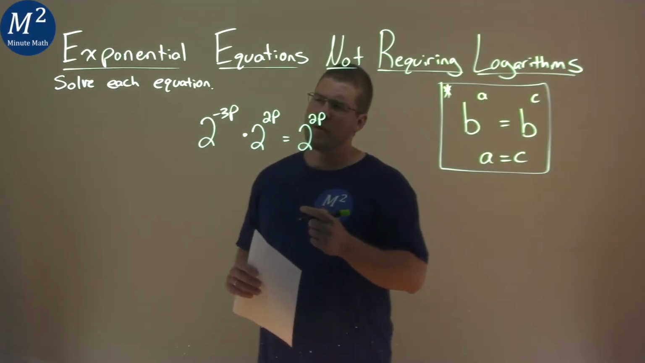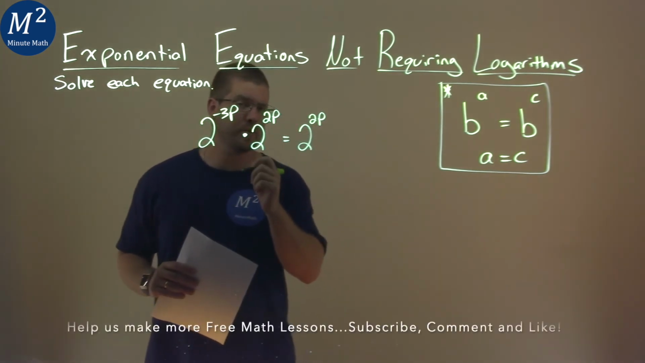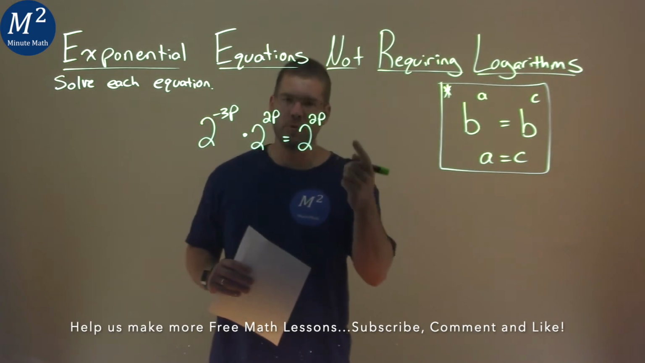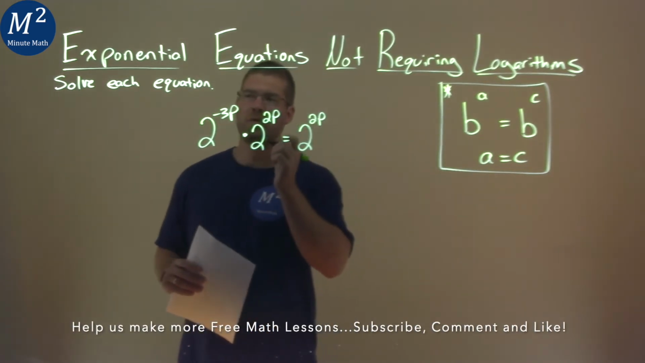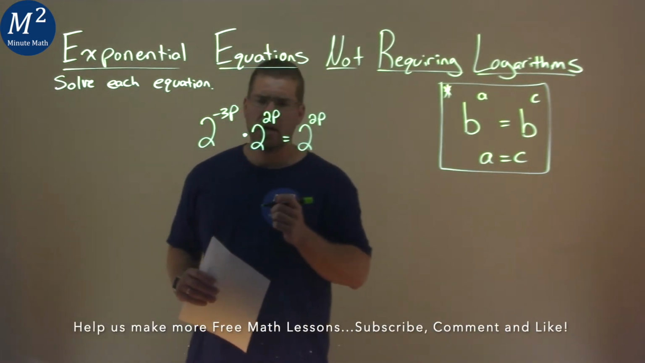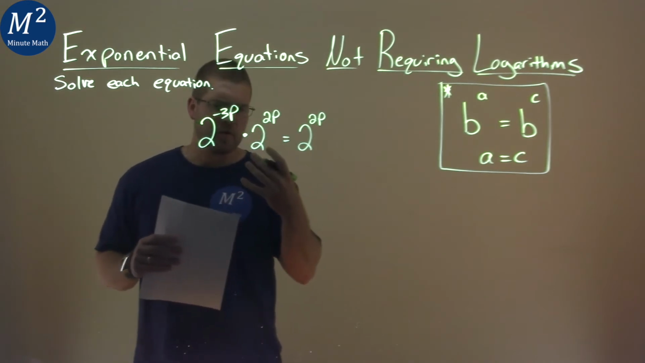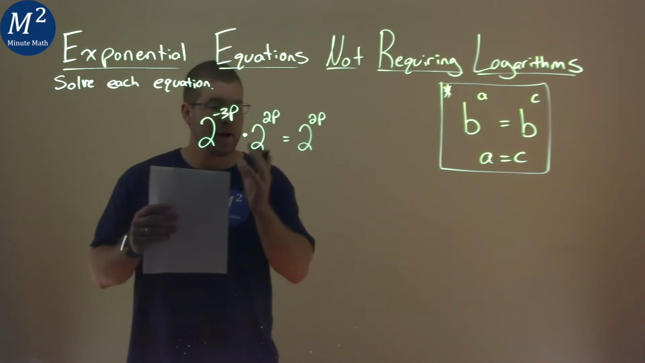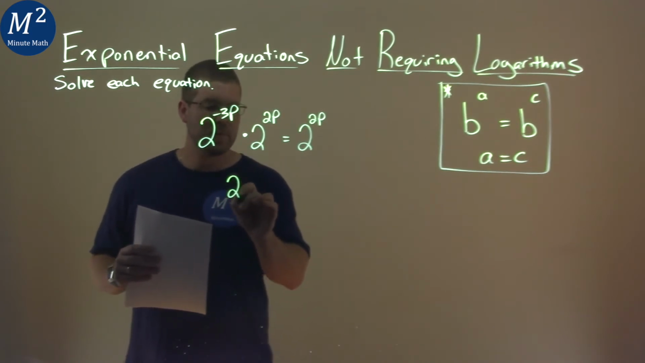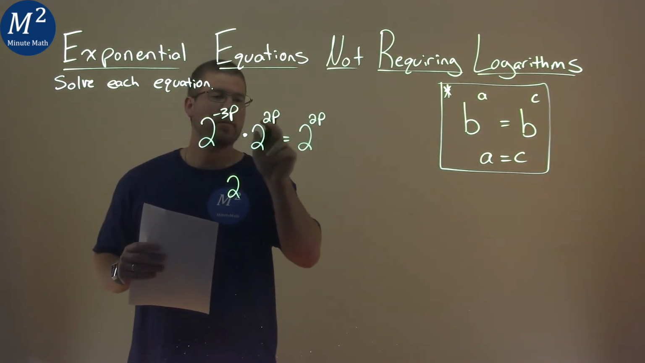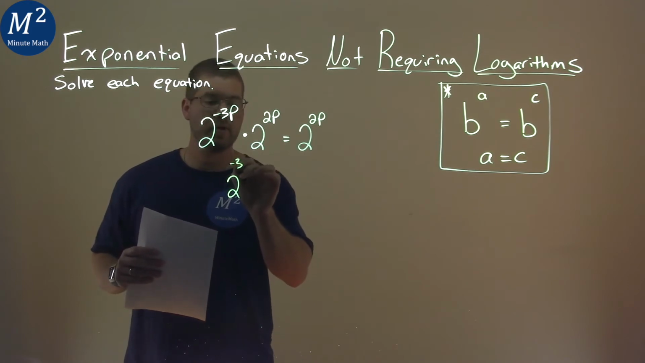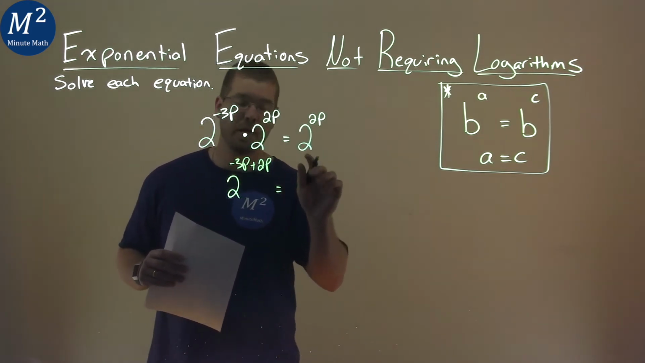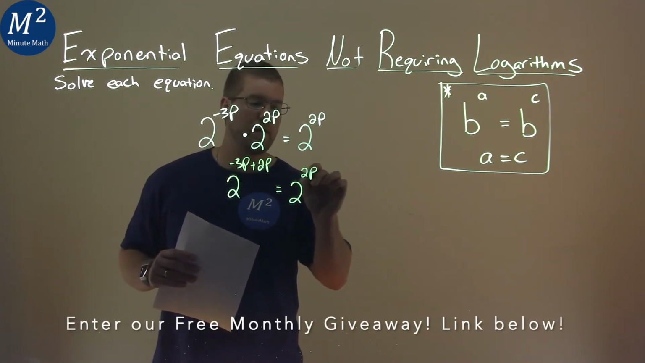We're given this problem right here. 2 to the negative 3p power times 2 to the 2p power is equal to 2 to the 2p power, and we want to solve this equation. Our rule about exponents here is when we have the same base being multiplied, we can combine it with a single base, which is 2 here, and all we have to do is add the exponents. So negative 3p plus a 2p here. And that's going to be equal to the right-hand side, 2 to the 2p power.